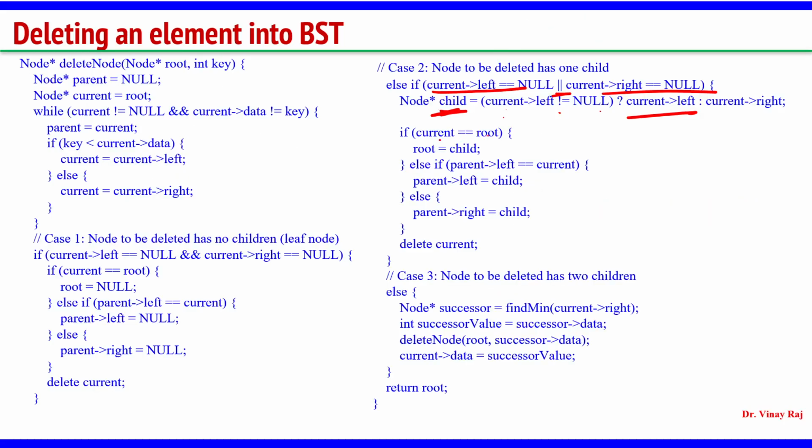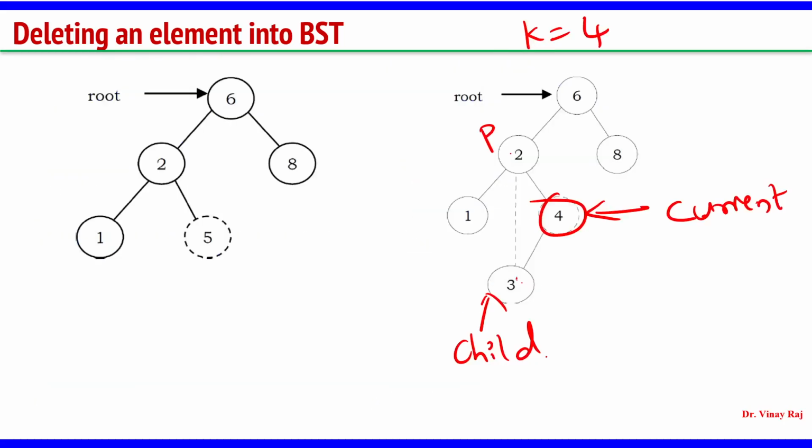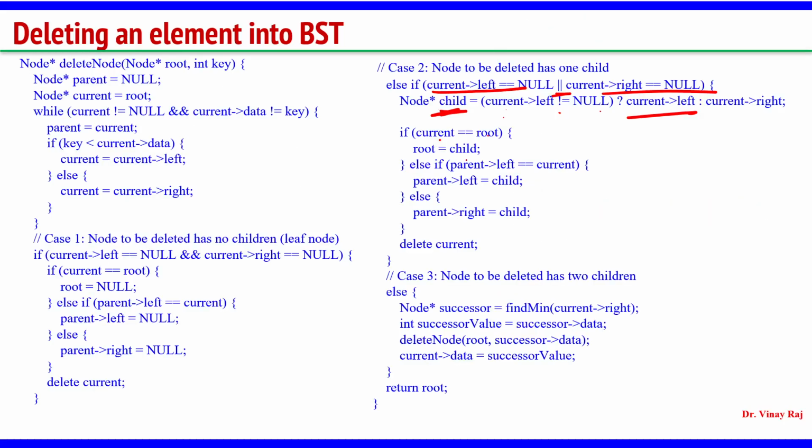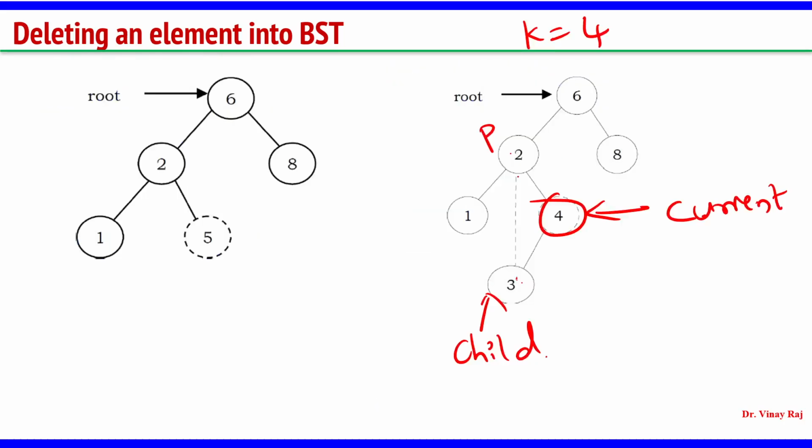If current equal to root, no, current is not root, root is something else. If parent left equal to current, no. Parent right equal to current, yes. Parent left is not current, definitely it will be parent right. In that case, parent right equal to child. So parent right equal to child, this connection I am forming. So this connection I am breaking. That's it.